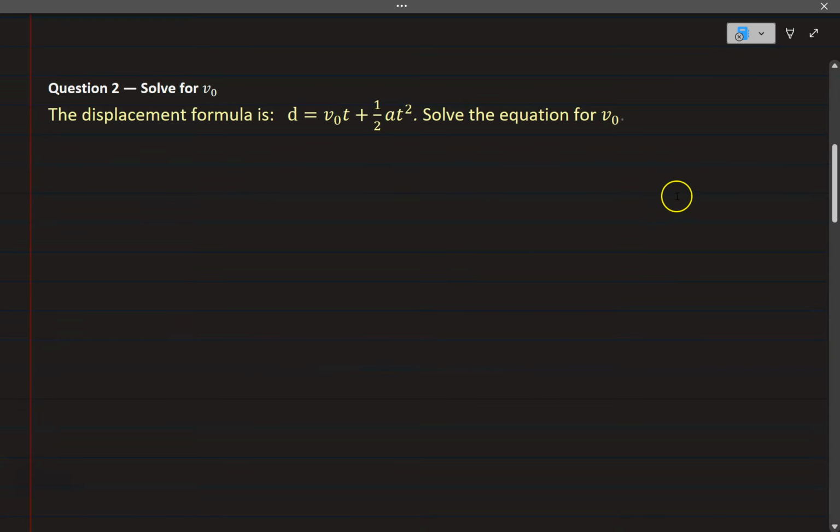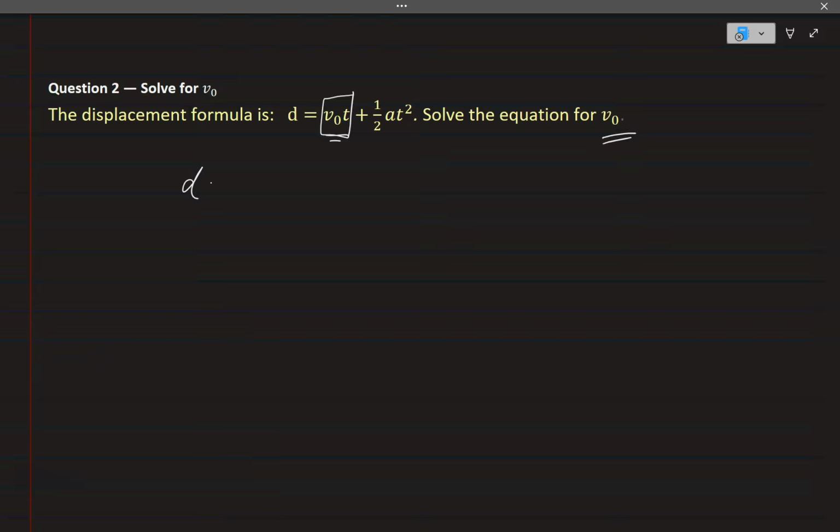Okay, next question. Question 2. In this case, another kinematics formula, the displacement formula. We want to find the initial velocity V naught, or VI, by the way. Some texts have it as VI. I'm used to saying V initial. So we want to solve for V naught, and this is where V naught is, that term. So we have to isolate this entire term first and then solve.